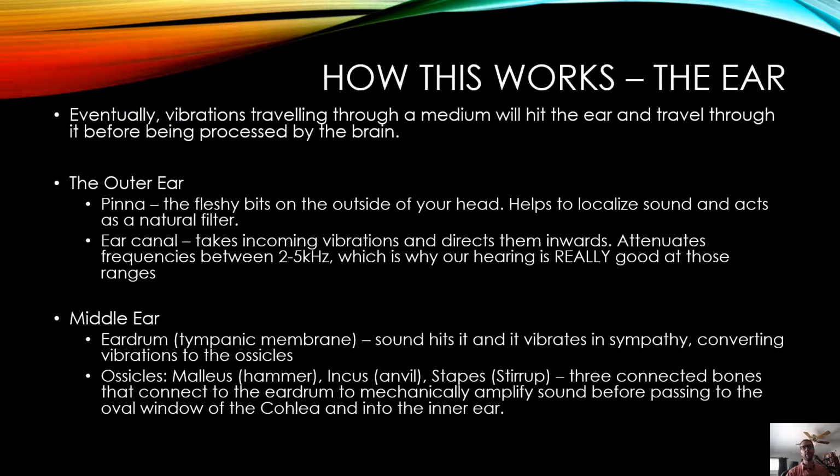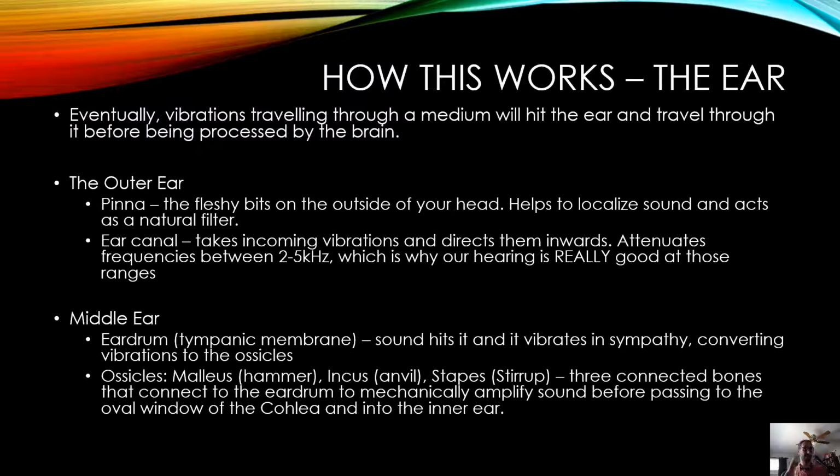But eventually, those vibrations have to reach the ear. They travel through the medium, they hit the ear, and they eventually go into the brain. Specifically, there are parts of the ear that they will travel through, and let's take a look at those really quickly. You have the outer ear, which is comprised of the pinna, which is the fleshy bit on the outside of your head. This acts as a natural filter and helps you to localize sound. Because of the shape of the ear, it's slightly curving away from the back of your head and emphasizing things to the side and to the front. This has a really good effect on helping to define the stereo field, which we'll look at later.